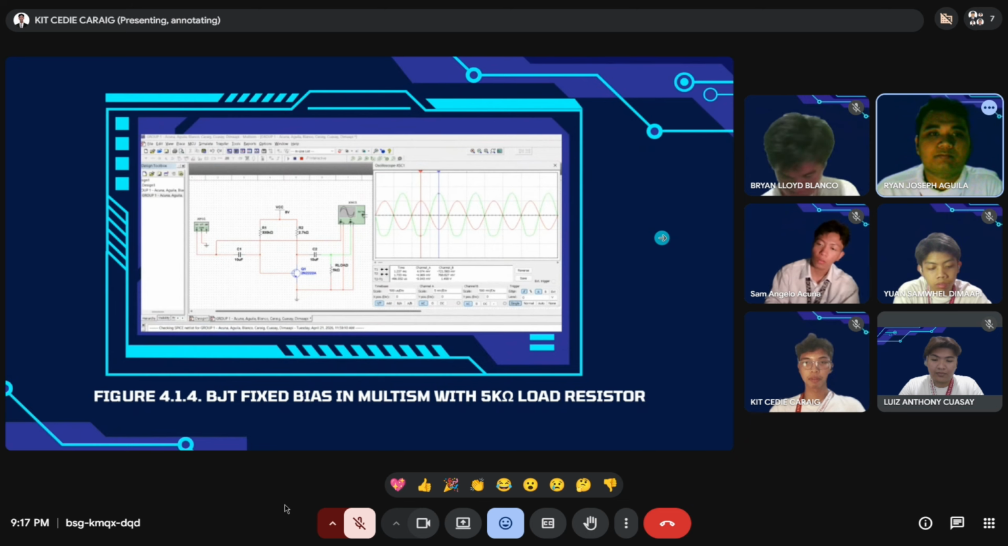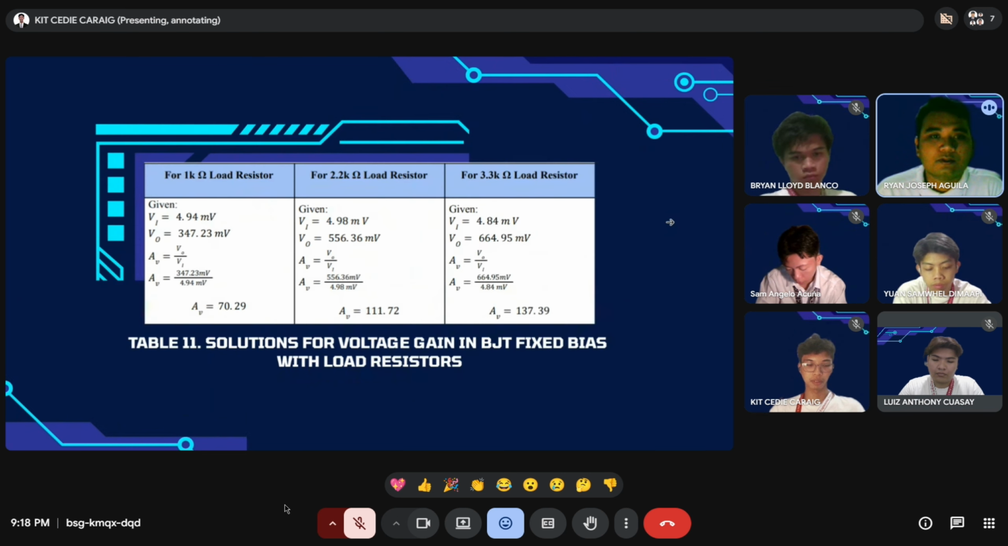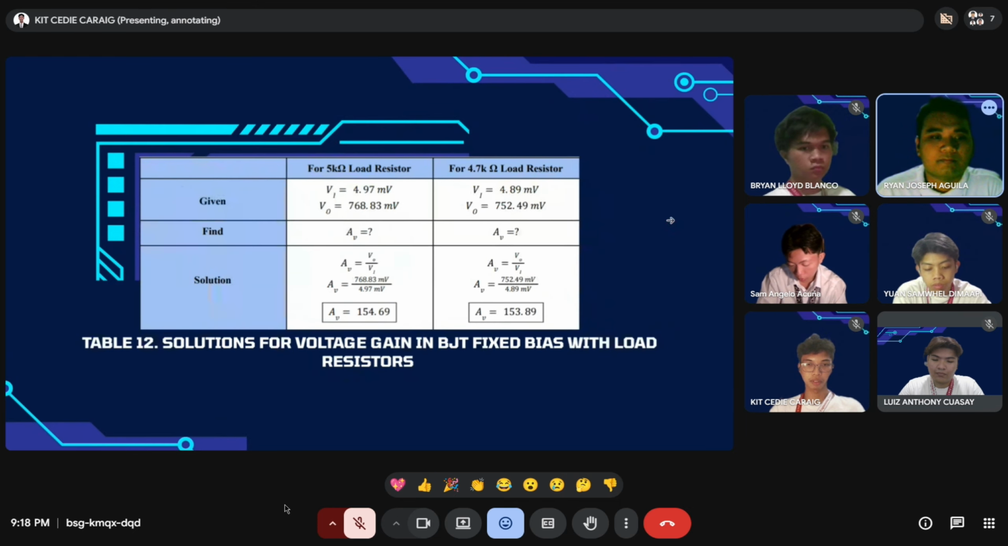Next slide, please. For figure 4.1.5, a 4.7 kilo ohm load resistor is used. The input is approximately 4.97 millivolts, and the output reaches about 1.74 volts, giving a gain of around 350 from the oscilloscope. And these are the solutions of what I said in the figures. Next slide, please. This is for the 5 kilo ohm load resistor and for the 4.7 kilo ohm load resistor. Next slide, please.